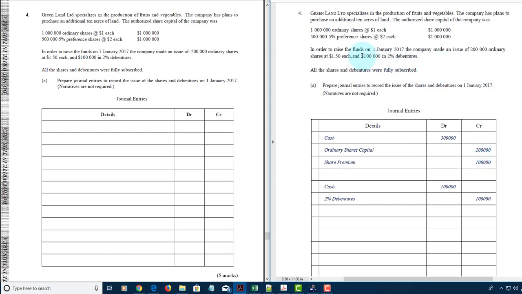Next, we have $100,000 in 2% debentures. You're given a dollar value already, so you're going to simply record 100,000 as cash, and as credit you would record $100,000. Now, one correction with this question is that you should indent the credit entries. Write it further away from the margin and not directly in line with the debit items.